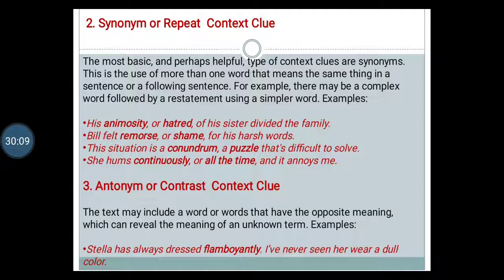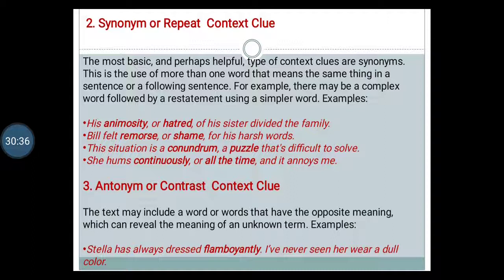Okay, then the third one, antonym or contrast context clue. Now, this is like an opposite of the synonym or repeat context clue. Antonym or contrast context clue. Now, the text may include a word or words that have the opposite meaning, unlike the synonym where it has the same meaning, okay, which can reveal the meaning of an unknown term.